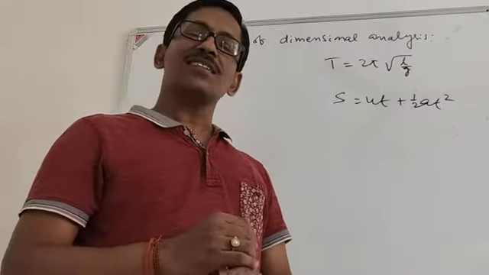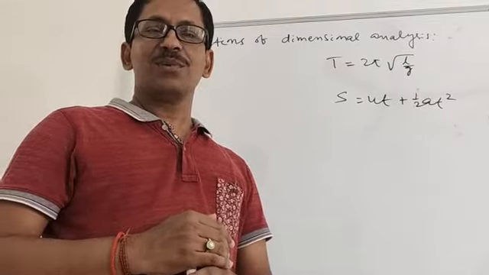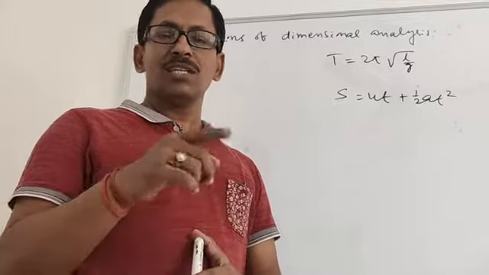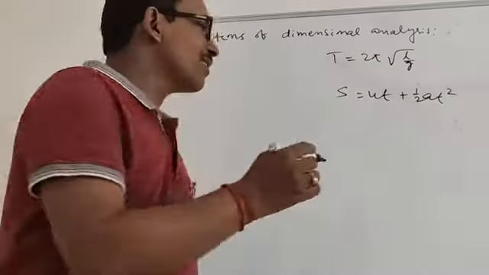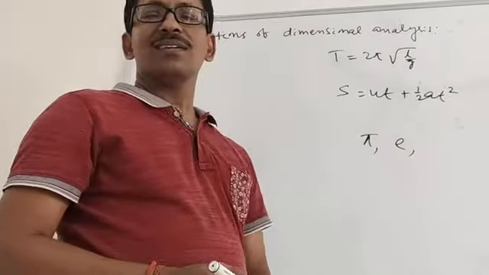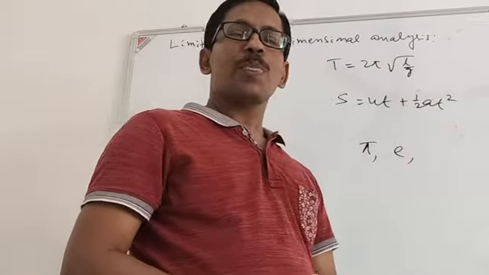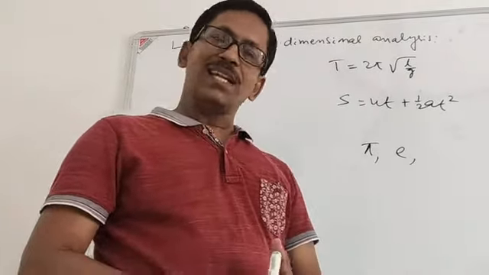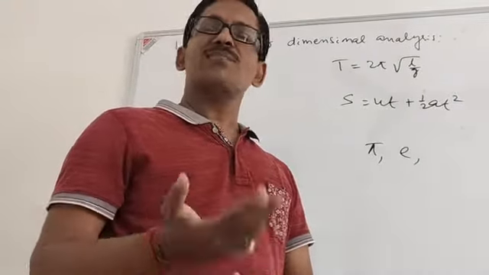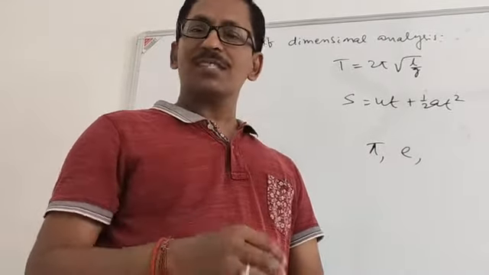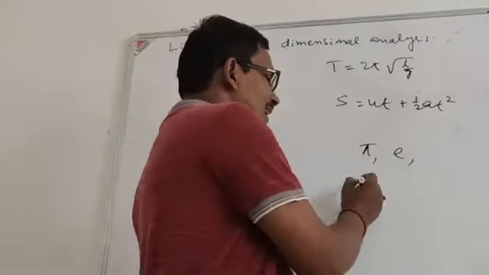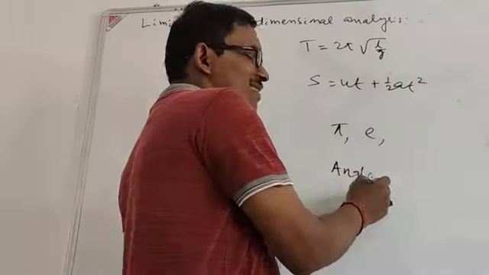Then there are some constants having no dimension. For example, any number, all the numbers are dimensionless. Pi, e, all the numbers, they are all dimensionless constants. Similarly, variables can be classified into two types: dimensionless variable and dimensional variable. Dimensionless variable means there are certain variables having no dimensions. For example, angle is dimensionless.